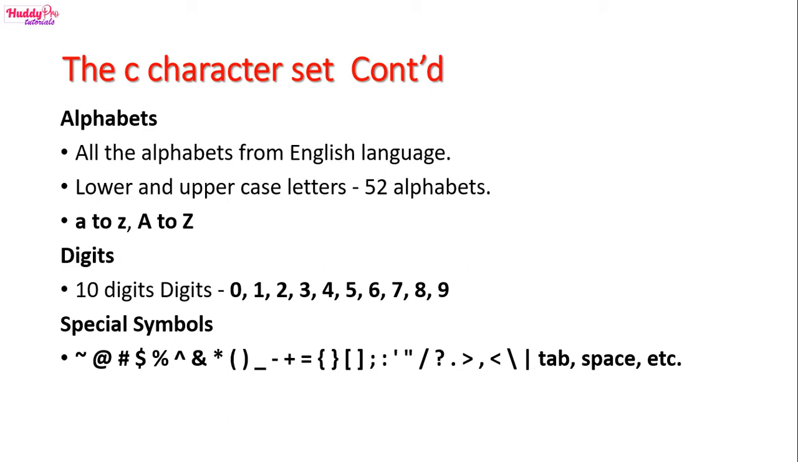Then it also has special symbols. This C language supports a rich set of special symbols that include symbols to perform mathematical operations, to check conditions, white spaces, blank spaces, and other special symbols. So you can see those symbols here. These are the digits. We have the alphabets. So all these constitute what we call the C character set.